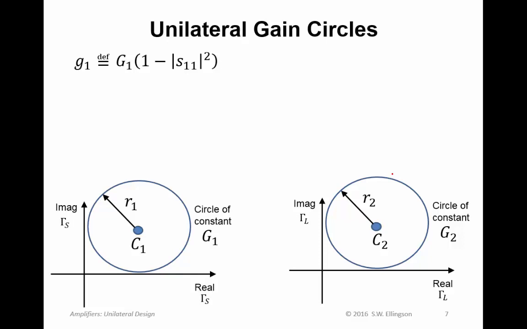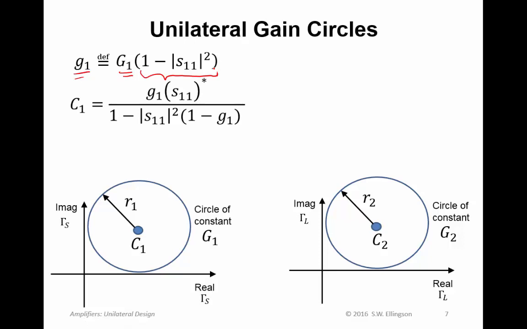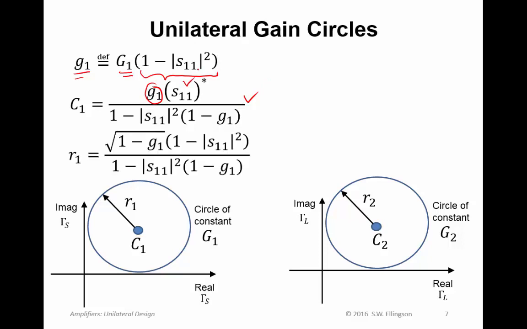So here's how we do it. First, we define this parameter little g sub 1, which is big G sub 1 times this factor 1 minus the magnitude of S11 squared. Given that parameter, the center of the unilateral gain circle for the input is given by this expression, which depends on g sub 1 and S11, and that's it. And similarly, the radius of that circle is given by this expression, which depends on g sub 1 and S11, and that's it.